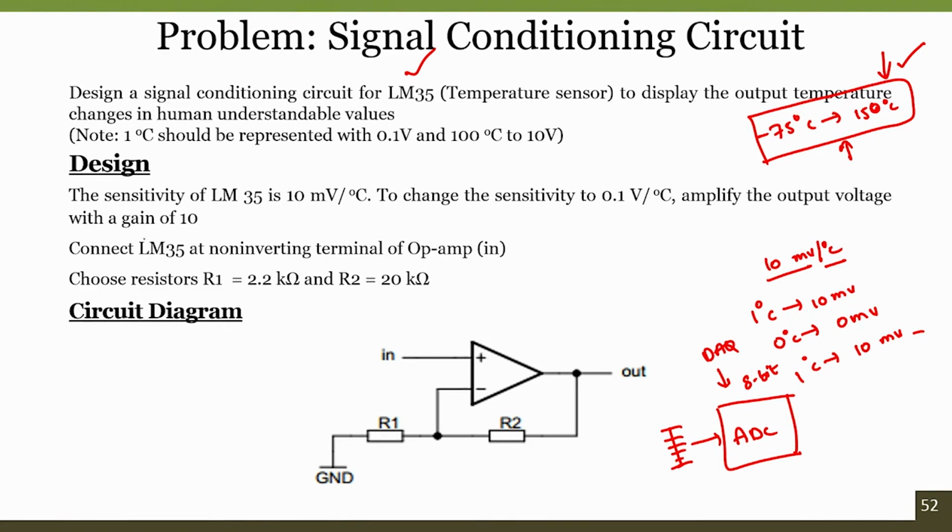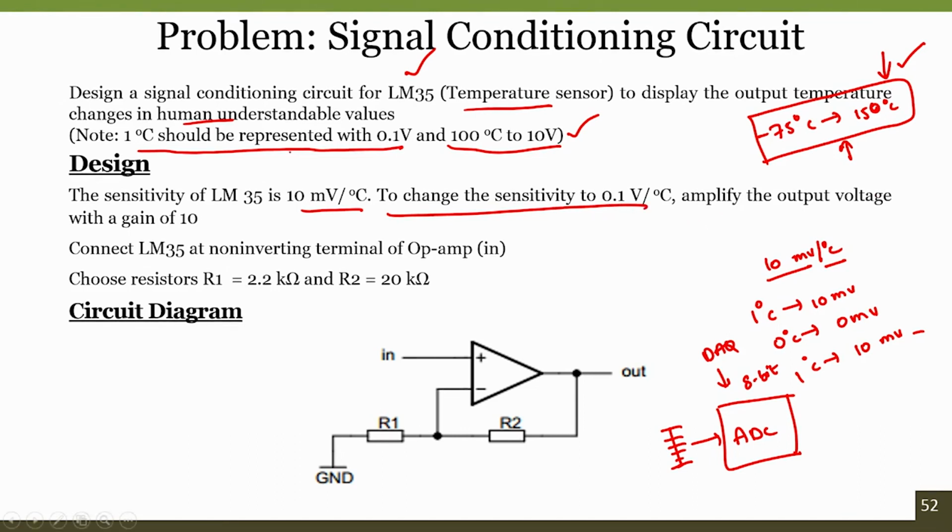So, the problem says: design a signal conditioning circuit for LM35 to display the output temperature changes in human understandable values. What does it mean? It should be represented in terms of degree centigrade, whereas the temperature sensor can only show in terms of millivolts. So 1 degree centigrade should be represented with 0.1 volt, 10 degrees centigrade with 1 volt. This is the condition. The sensitivity of the LM35 is given as 10 millivolt per degree centigrade, and to change the sensitivity to 0.1 volt per degree centigrade, amplify the output.